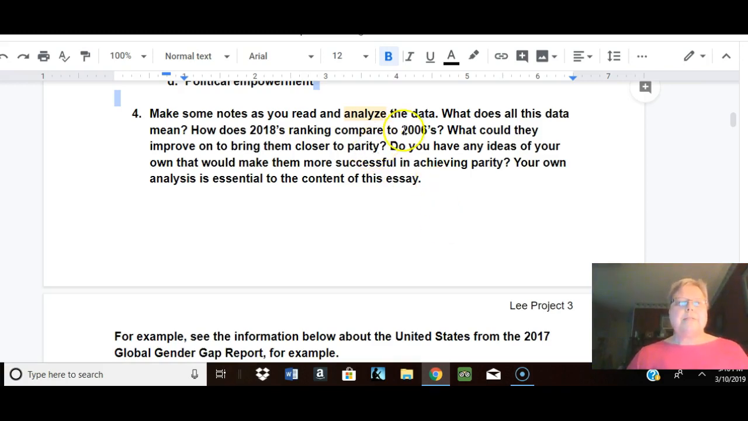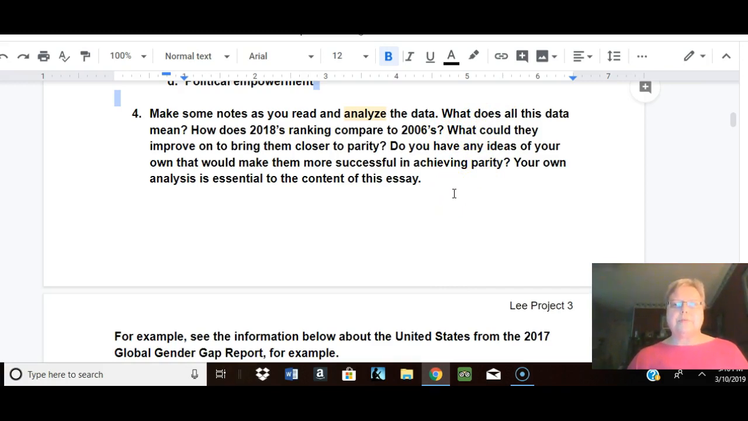So make some notes as you read and analyze the data. This is going to come from your critical thinking ability to read numbers, to read charts, and to be able to have something to say about what you see in the numbers. Consider this. What does all this data mean? How does 2018's ranking compare to 2006?